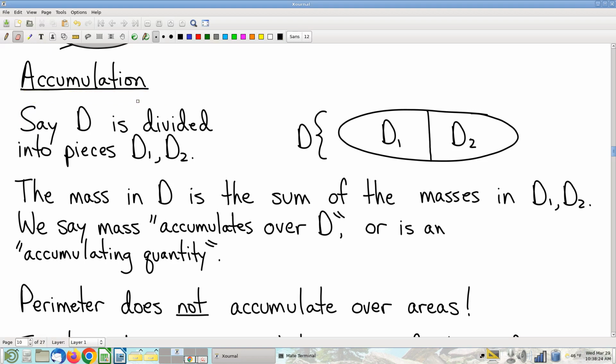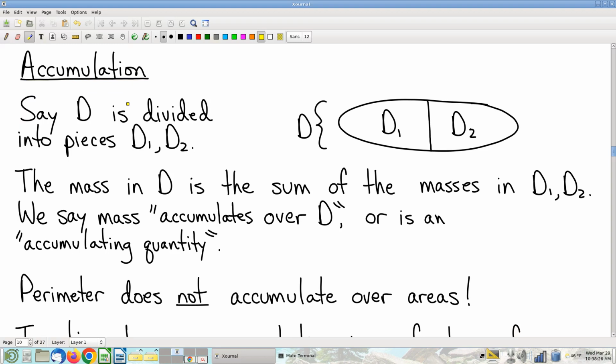Okay. So, here's the counterexample. Perimeter. Perimeter is not an accumulating quantity. And once I draw the picture, I think it's going to be perfectly obvious that it's not an accumulating quantity. Main reason I throw this out there is because I don't want us to make the mistake of thinking that every quantity of any sort that we ever encounter is automatically an accumulating quantity, because it's not. Right? It's a feature that works for some quantities and not for other quantities.